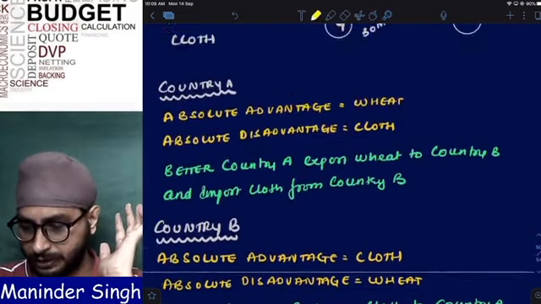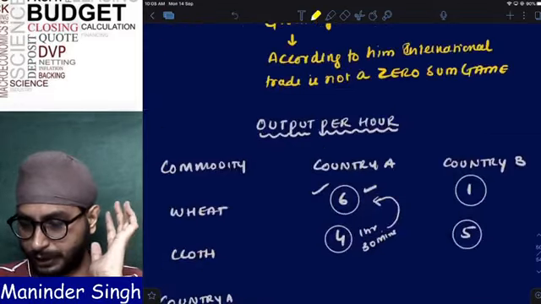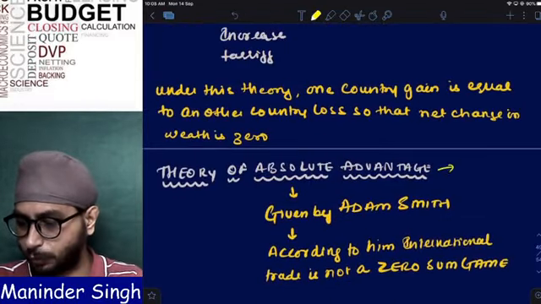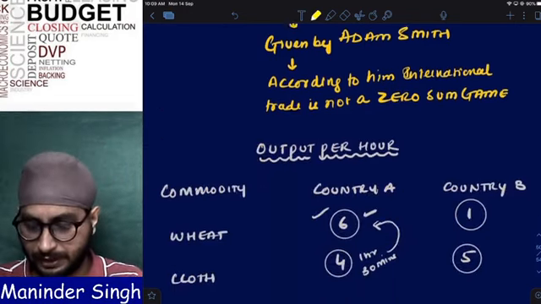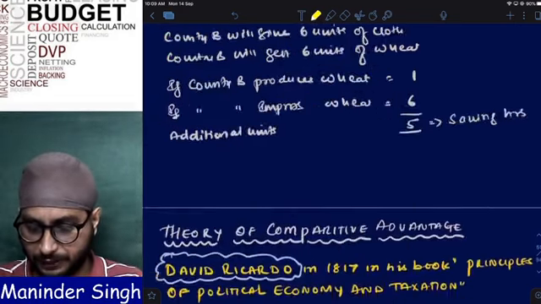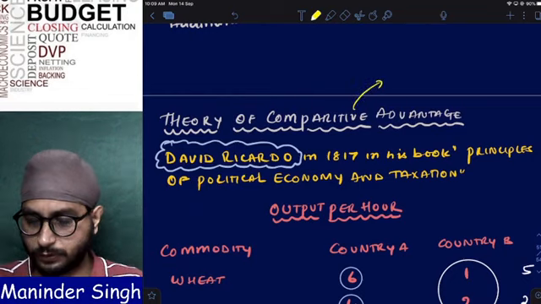Then we have seen absolute advantage theory, right? This also focuses on labor. Clear? Labor production. And then we have also seen comparative advantage. This also focuses on what? This also focuses on labor.